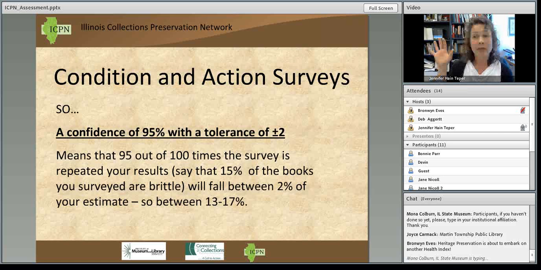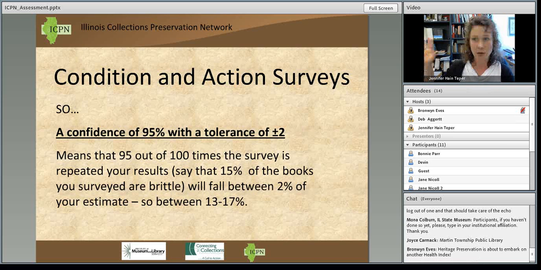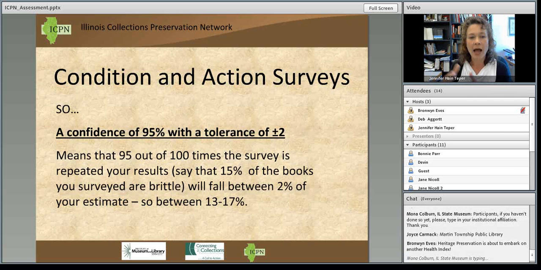Now, you have a 5% chance that whatever the sample is falls in that 5% that's outside of your confidence and tolerance. But the higher that 95% is, the less likely it is that you have gone into that area. There's no way without doing a complete item level survey to say there is no risk of that. But the more stuff you look at, the higher your confidence, the higher your tolerance, and the less the risk is of getting some aberrant data.